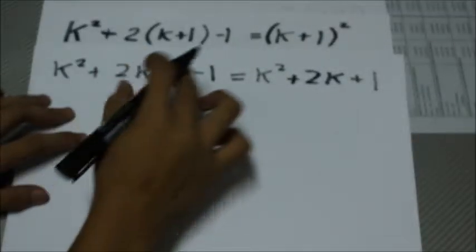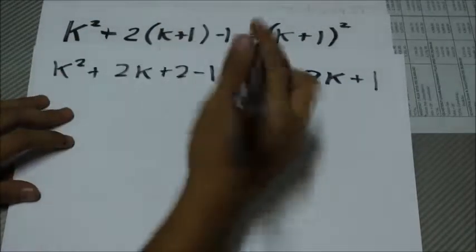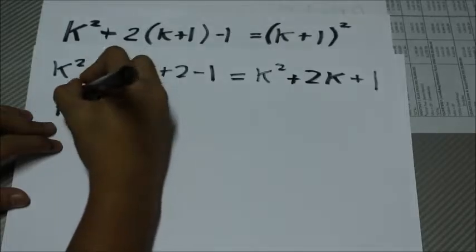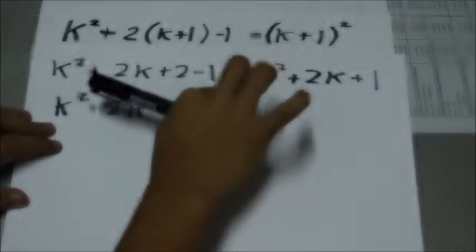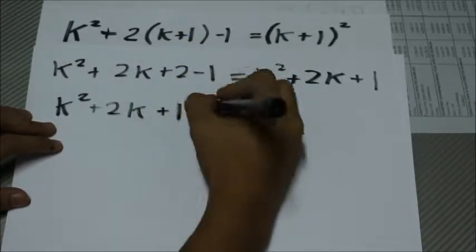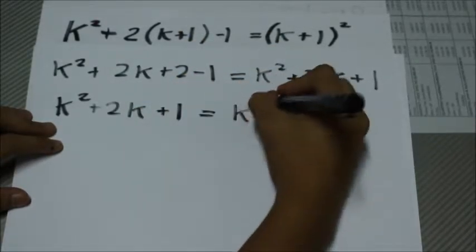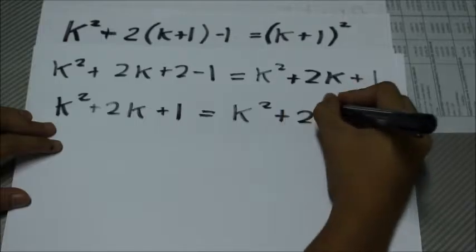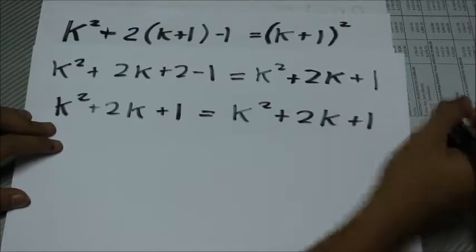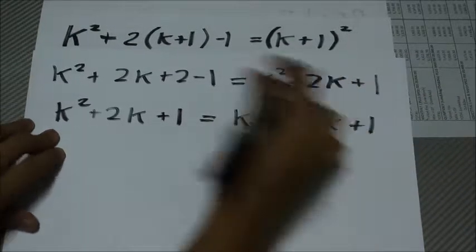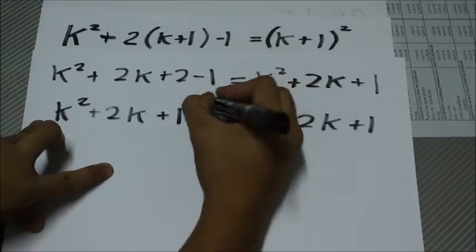plus 1. After that, we're going to solve the left side of the equation. So copy k squared plus 2k. 2 minus 1 is 1 plus 1 is equal to k squared plus 2k plus 1. And there we go. We have proven that the two sides of the equation are equal.